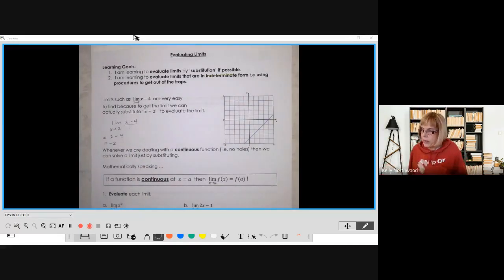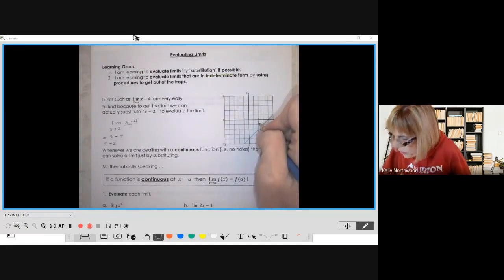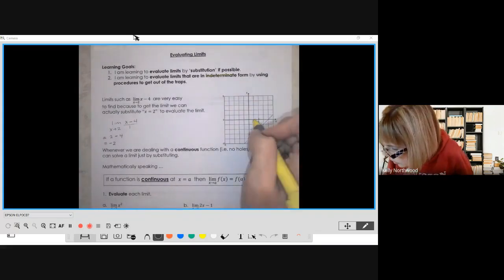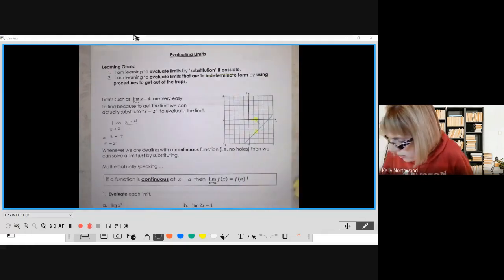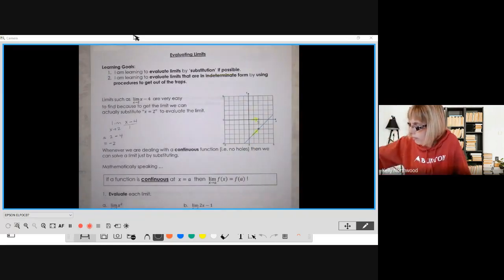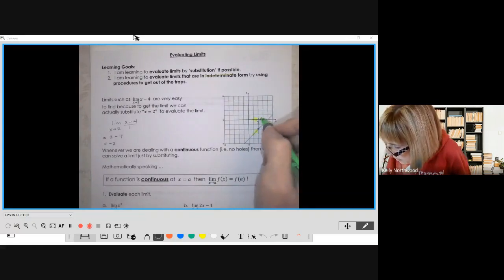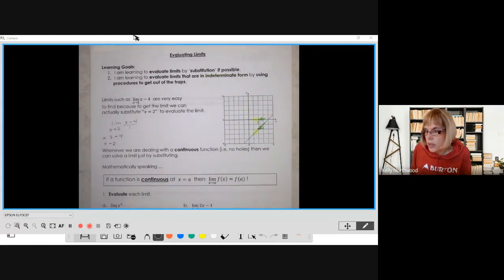And what that means from a graphical sense based on yesterday. Here's 2. And we can see that as x approaches 2 from the left, the curve is approaching -2. And as x approaches 2 from the right, the curve is also approaching -2. So just from the graph, you can see that the limit as x approaches 2 of x minus 4 is -2.